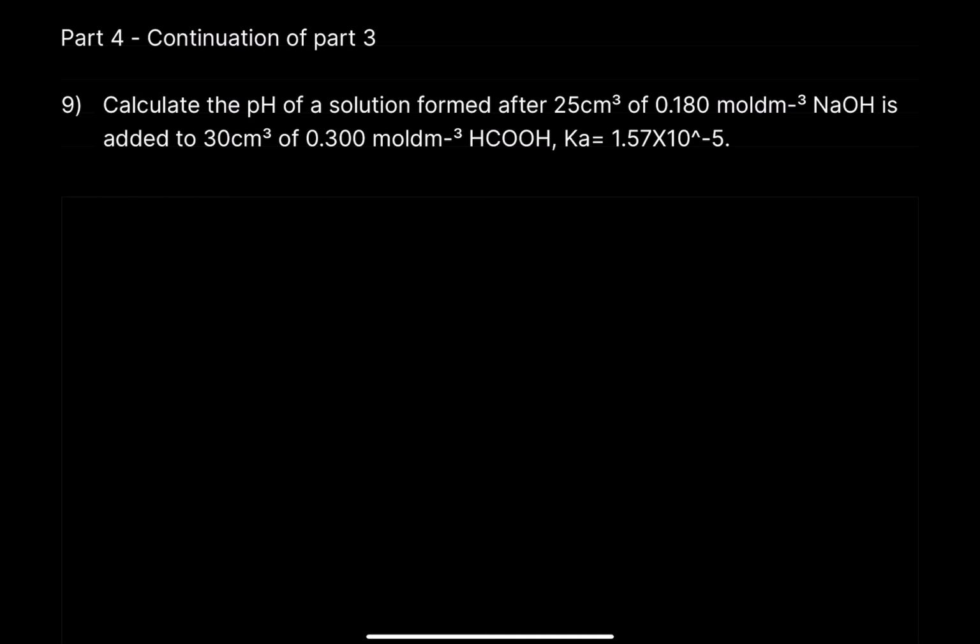So question 9: calculate the pH of a solution formed after 25 cm³ of 0.18 mol dm⁻³ sodium hydroxide is added to 30 cm³ of 0.3 mol dm⁻³ methanoic acid, and the Ka is equal to 1.57 × 10⁻⁵.